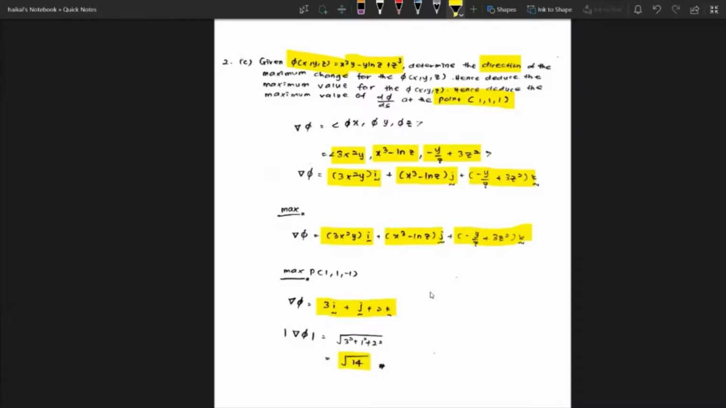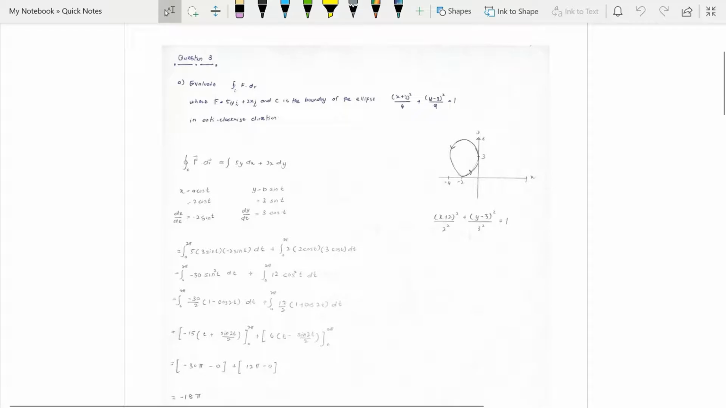Question 3. Evaluate the integral of F dot dr where F equals 5y i plus 2x j and C is the boundary of the ellipse (x plus 2) squared over 4 plus (y minus 3) squared over 9 equal to 1 in the anti-clockwise direction. From the ellipse equation, this is the position of the ellipse. Here, we let x equal to a cos t, 2 cos t, we differentiate it, we get negative 2 sin t. For y equal to b sin t, equal to 3 sin t, we differentiate it, we get 3 cos t.